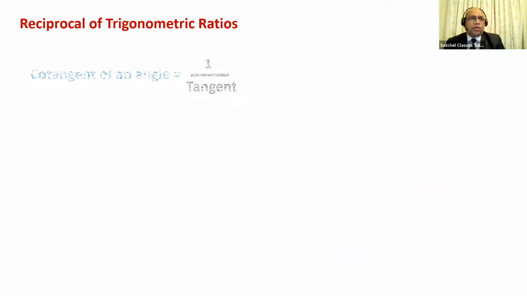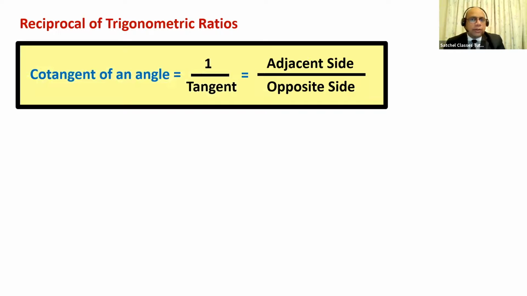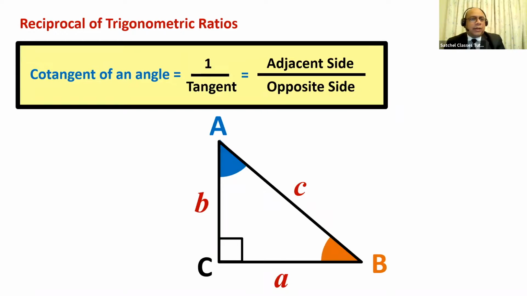Finally, cotangent of an angle. Cotangent of an angle is the reciprocal of tangent of an angle. As you know, tangent of an angle is opposite side over the adjacent side. So cotangent of an angle will be adjacent side upon the opposite side. For example, in the same triangle, cotangent of angle A would be B over A, because B is the adjacent side of angle A and A is the opposite side of angle A.